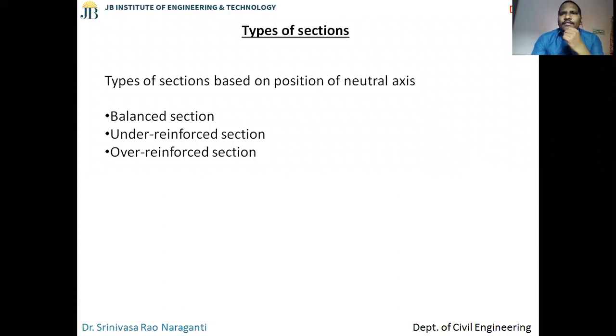Now let's try to understand the classification of sections. For any concrete structure, especially beams, we classify sections into three: balanced section, under reinforced section, and over reinforced section. All our analysis and design is based on this classification only. Now let's understand the meaning of a balanced section.